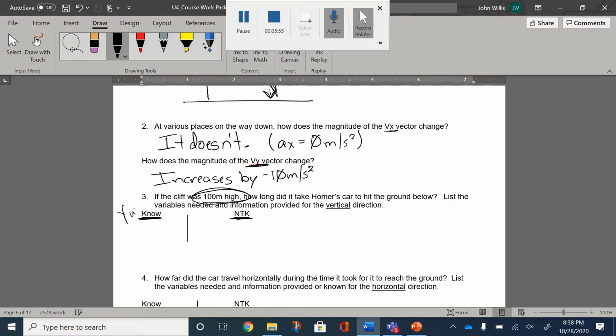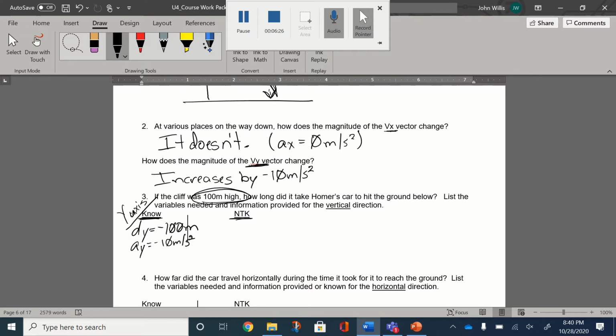We start with the y-axis. We will always start with the y-axis, just like we did in the notes on Monday. Things we know about the y-axis is that our vertical displacement, this car that Homer Simpson is driving is going to fall, is 100 meters. We know that's how high the cliff is, so he's going to fall from 0, where he started, down 100 meters. Other things that we also know is that the vertical acceleration is going to be -10 meters per second squared, right? That's gravity.